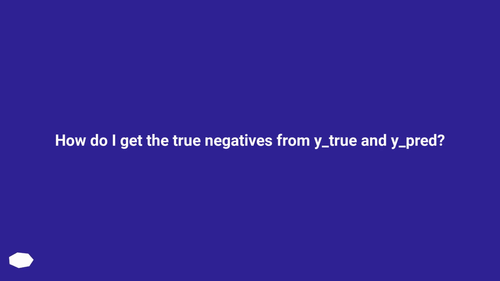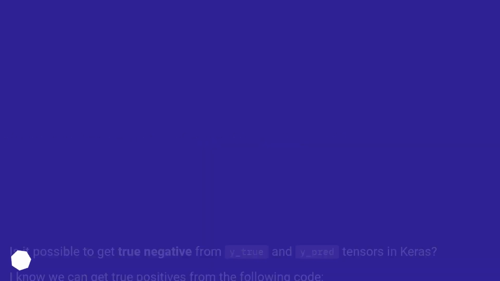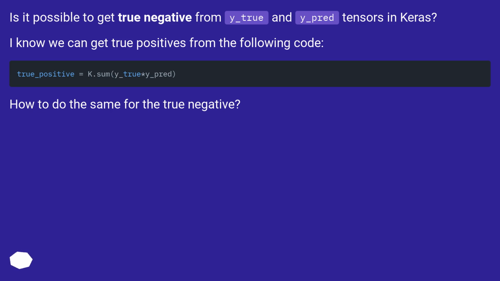How do I get the true negatives from y_true and y_pred? Is it possible to get true negative from y_true and y_pred tensors in Keras? I know we can get true positives from the following code. How to do the same for the true negative?